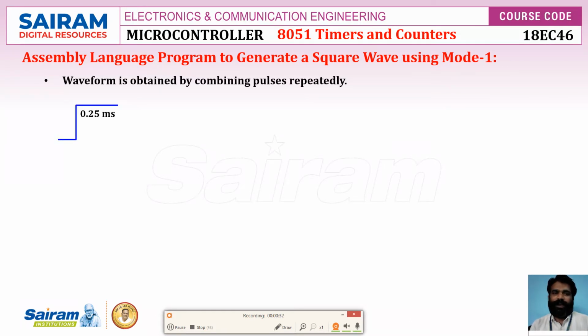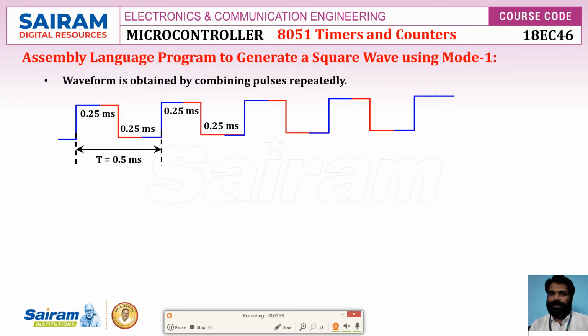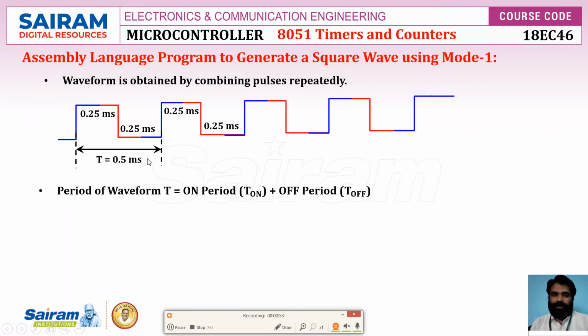That means this is a high pulse. If we combine it with the low pulse, high pulse, low pulse, like this, we continue. So this becomes the square wave, and the period is the time period of on period plus off period. So it is 0.25 millisecond plus 0.25 millisecond. It becomes 0.5 millisecond, the time period of the waveform. So period is equal to T on plus T off.